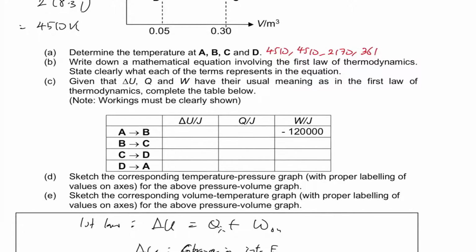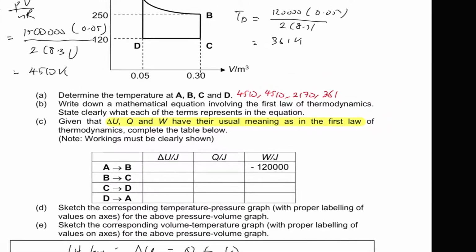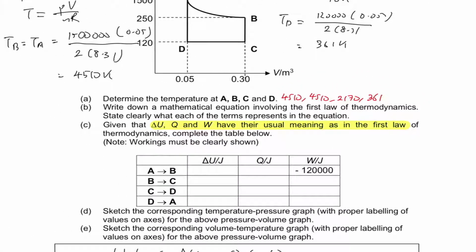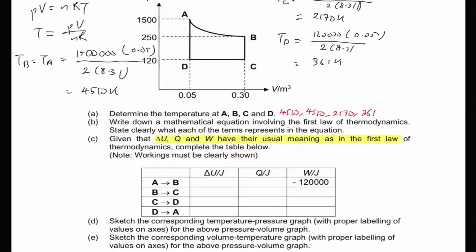Next you are asked to fill up this table here. Given that delta U, Q, and W have the same meaning as the first law of thermodynamics, complete the table below. Note working must be shown clearly. Okay, let's look at this one first. Let's try to fill in as much as we can before we do anything at all. What do we know?